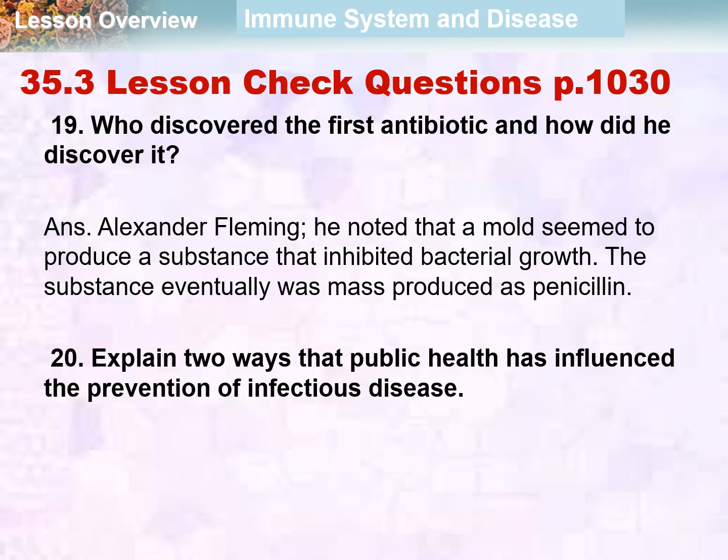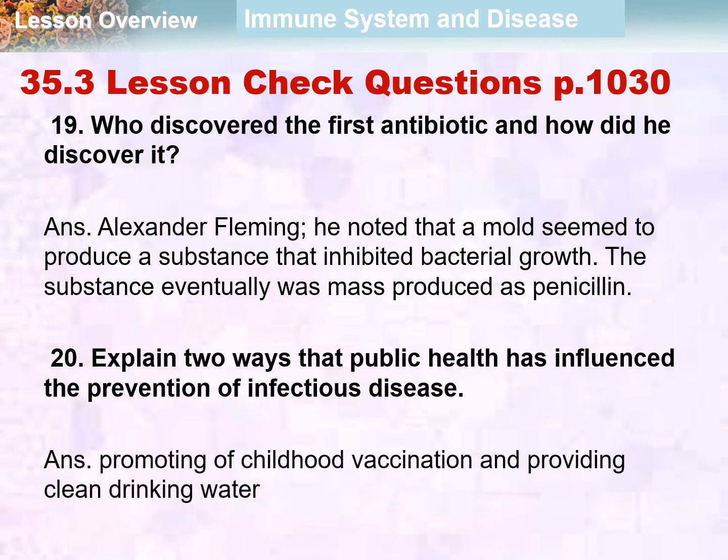Number 20. Explain 2 ways that public health has influenced the prevention of infectious disease. For our answer, promoting of childhood vaccination and providing clean drinking water.